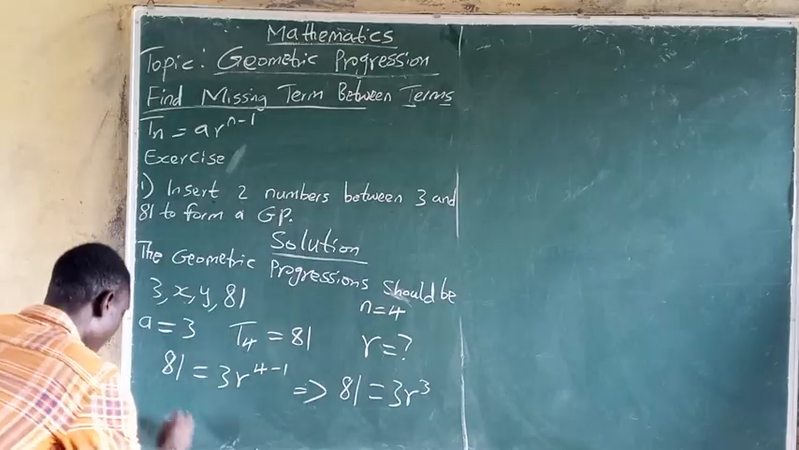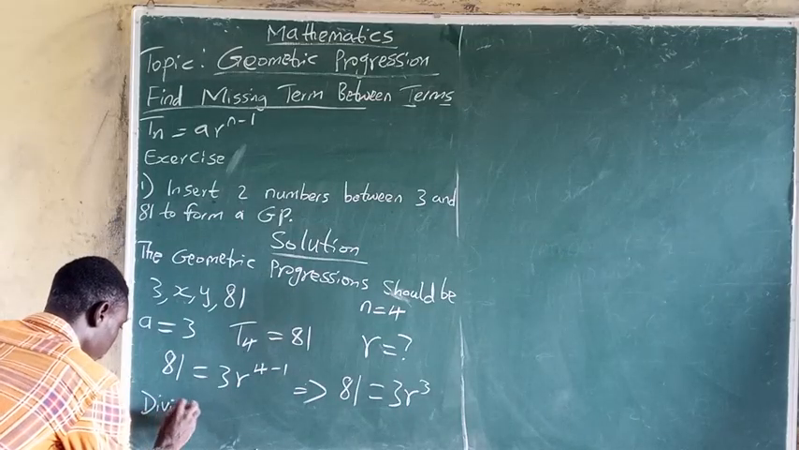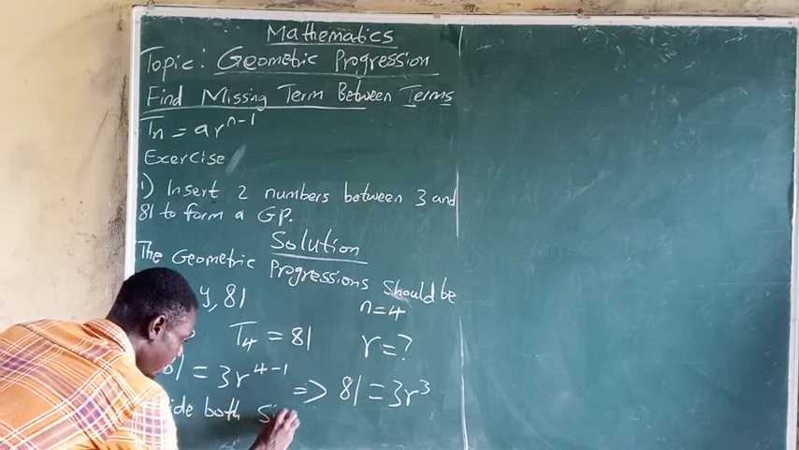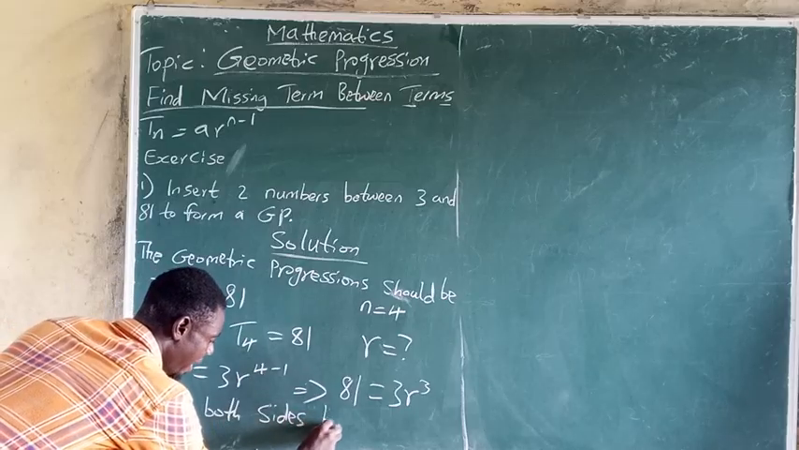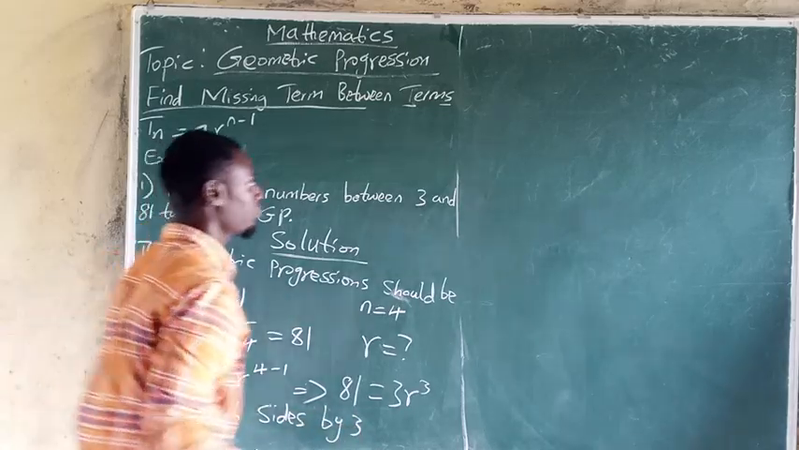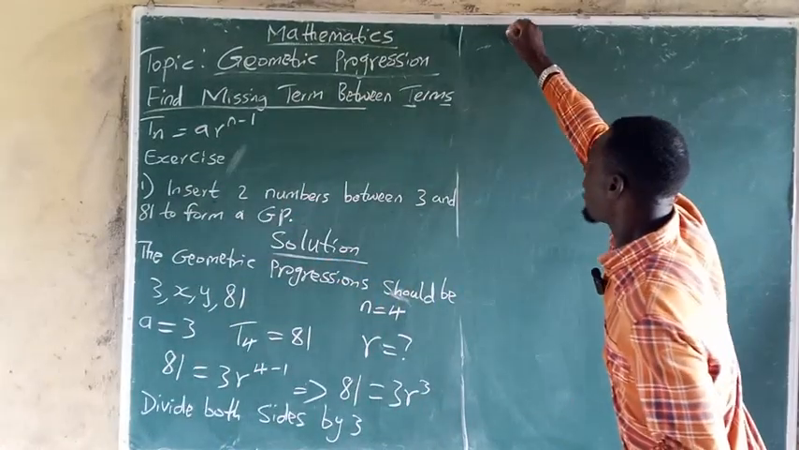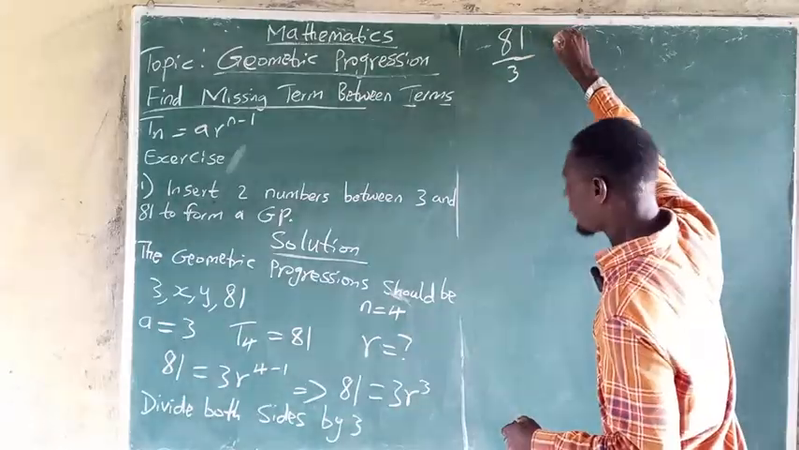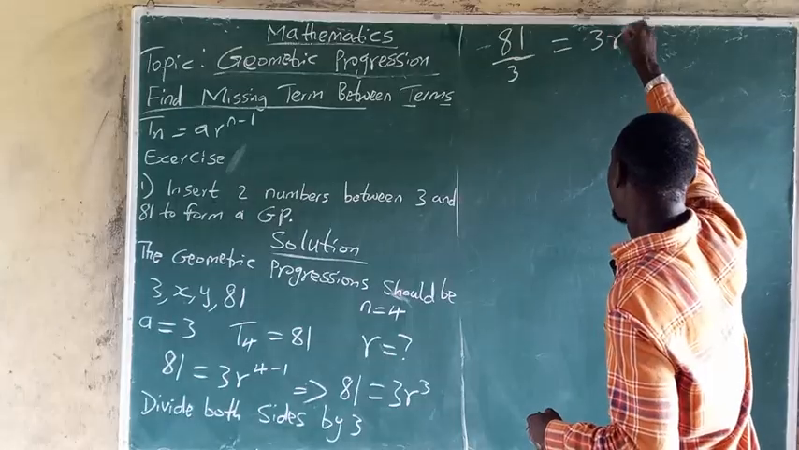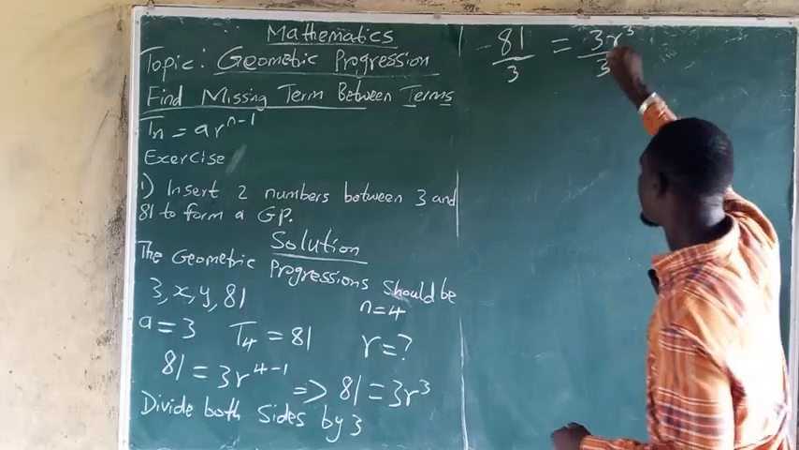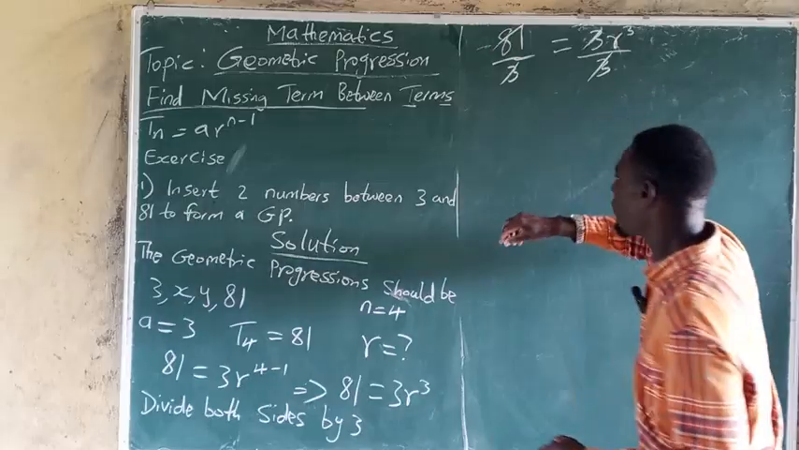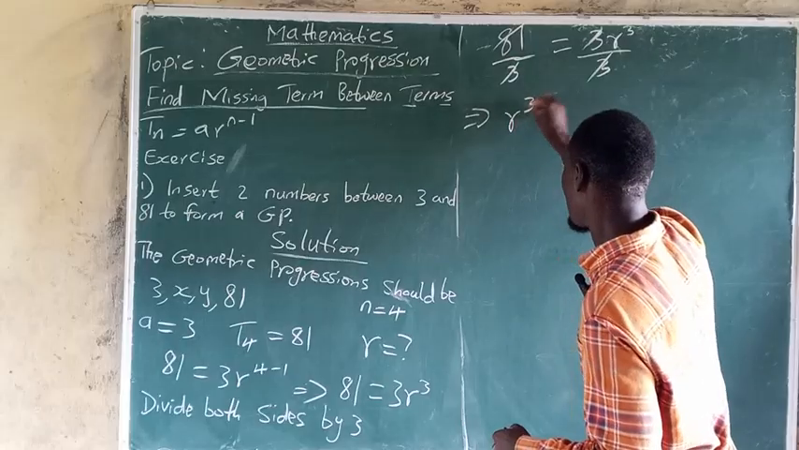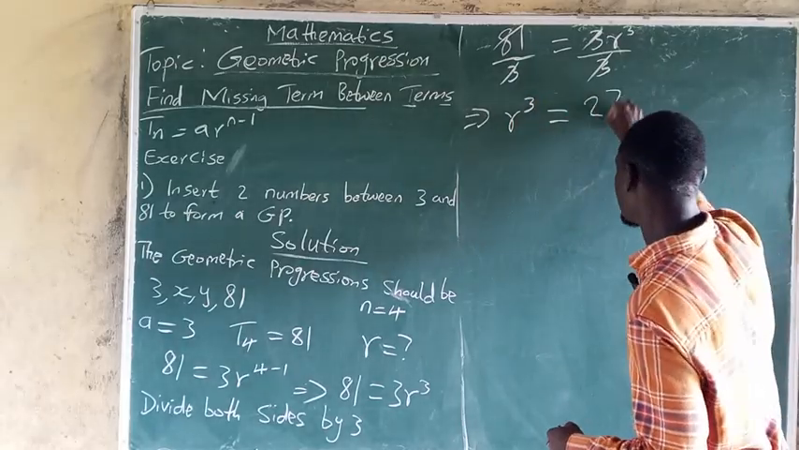So we divide both sides by 3. When we divide both sides by 3, we have 81 divided by 3, which will give us 27, is equal to 3r cubed divided by 3. This will cancel this, and this will give us 27. So this implies that r raised to the power of 3 is equal to 27.